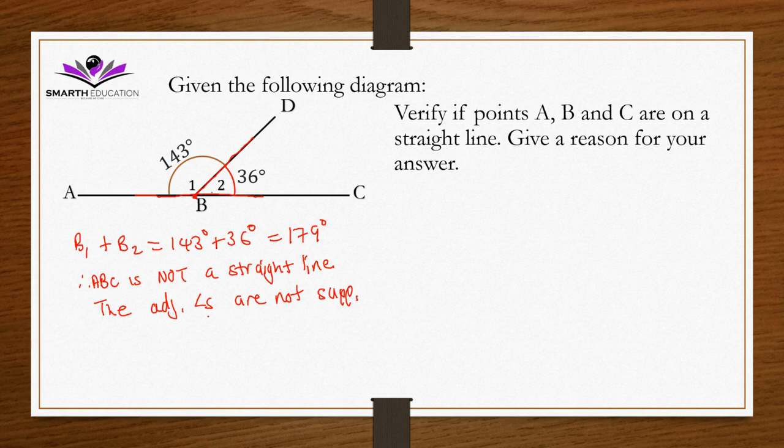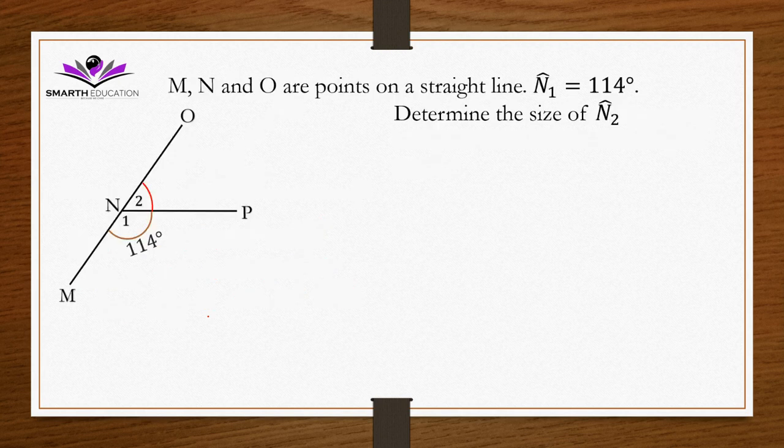I'm going to be giving questions. Maybe we've got 3 or 4 questions, and then please try to do them before you check the solutions. Now, this is another question. M, N, and O are points on a straight line. N1 is 114 degrees. Determine the size of N2. You can try this before I show you the solutions.